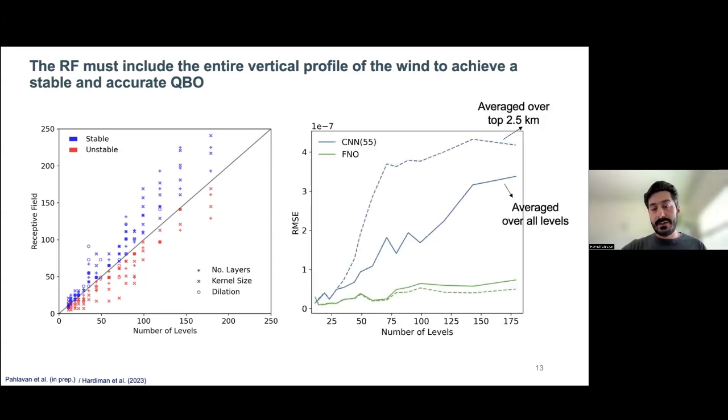Additionally, if we increase the resolution of a model for a fixed receptive field of a CNN, we can see the error also increases, especially at the top of the model. But for other architectures, for example, a Fourier neural operator, which are non-local operators and are efficient in learning non-local dynamics, we can see that this is not the case. So this is something that we are working on and drafting a manuscript, and I would be happy to chat more if you're interested.